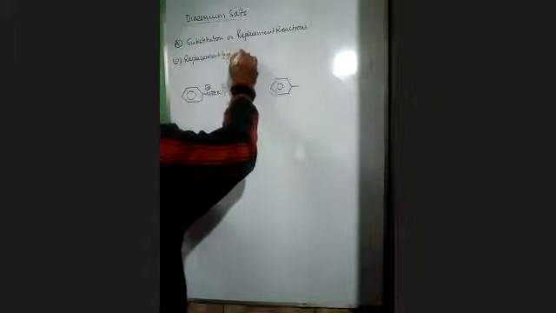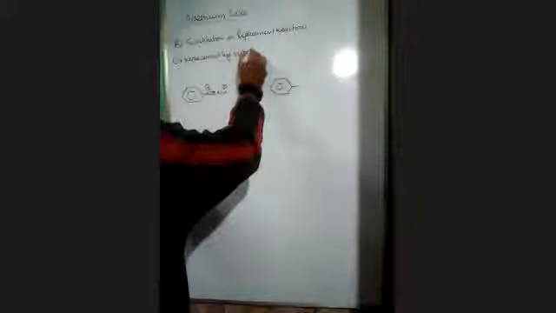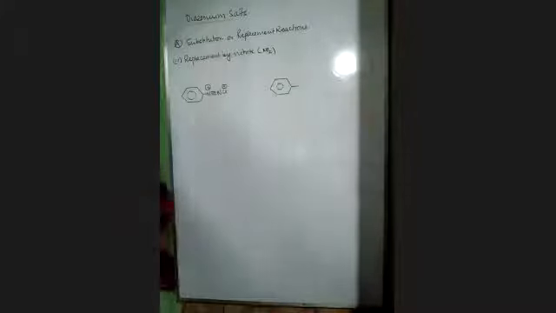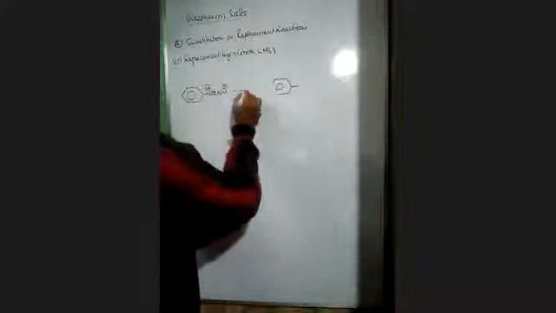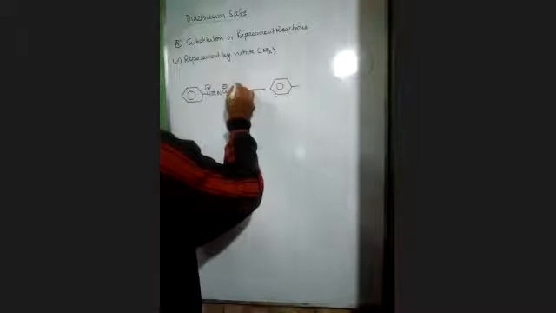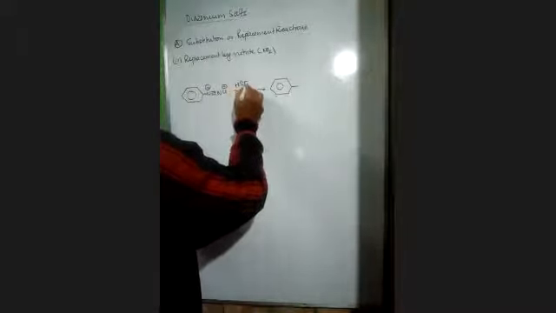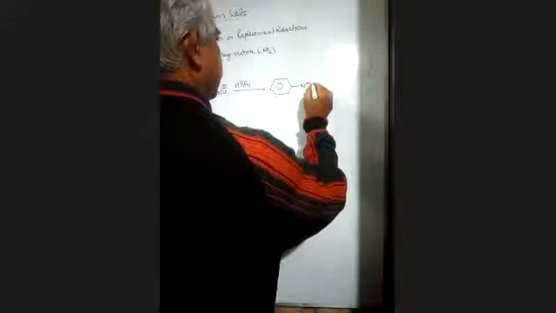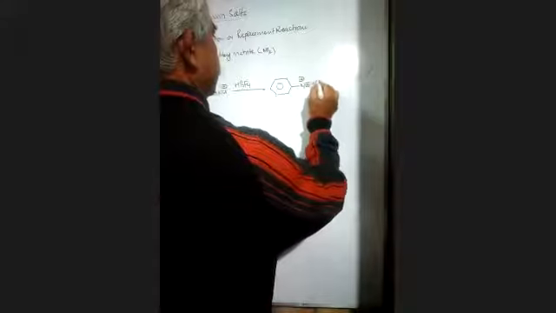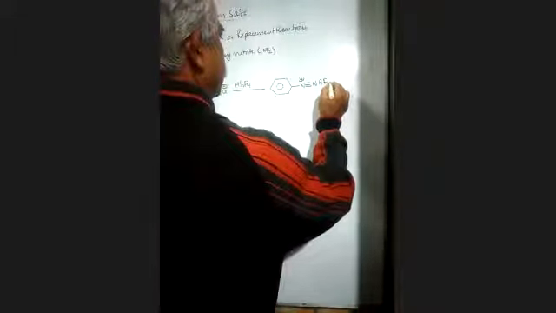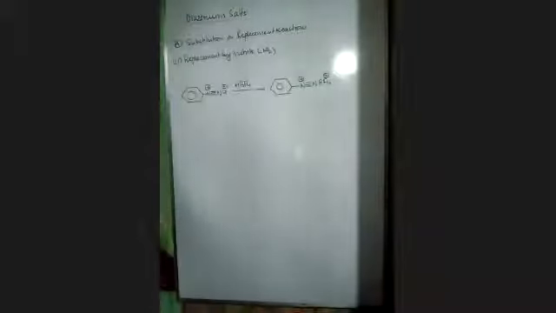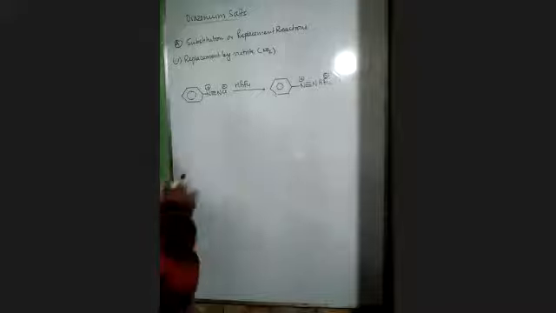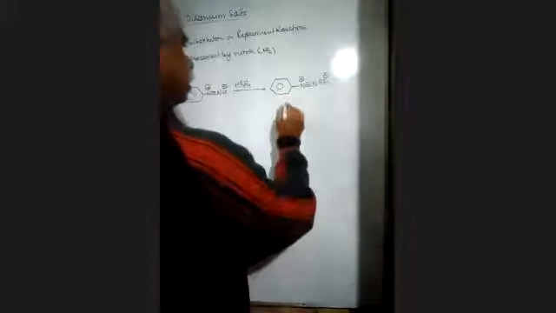Replacement by nitrite, NO2. See here, we'll do the same that Balz-Schiemann did. We'll do this. Then what will I get here? I'll get this. I'm not writing the name because you know. This is called benzene diazonium chloride. This is called benzene diazonium fluoroborate.